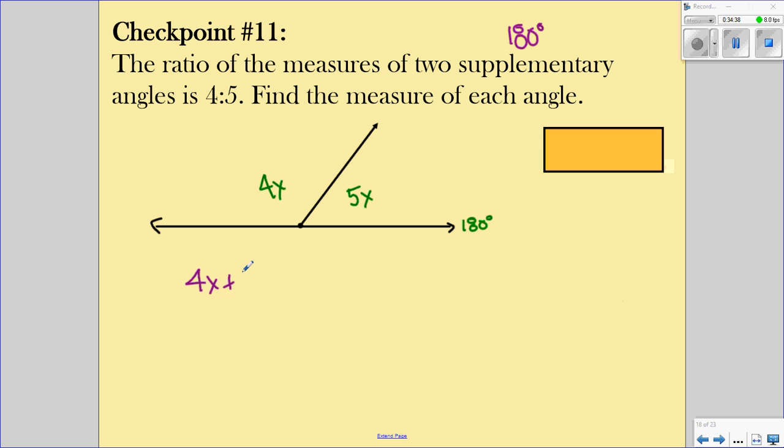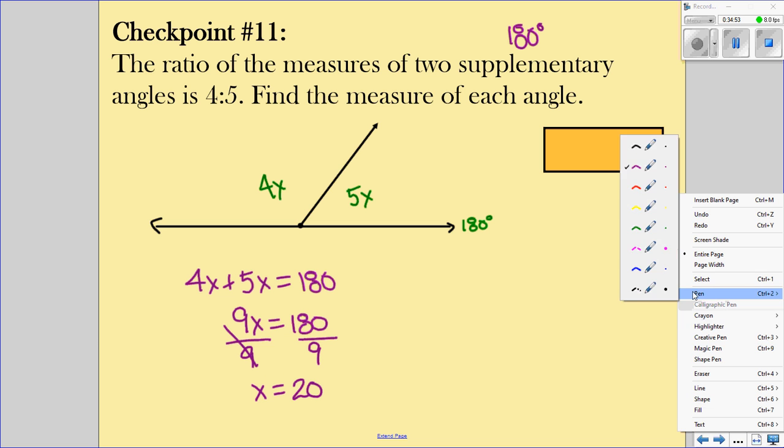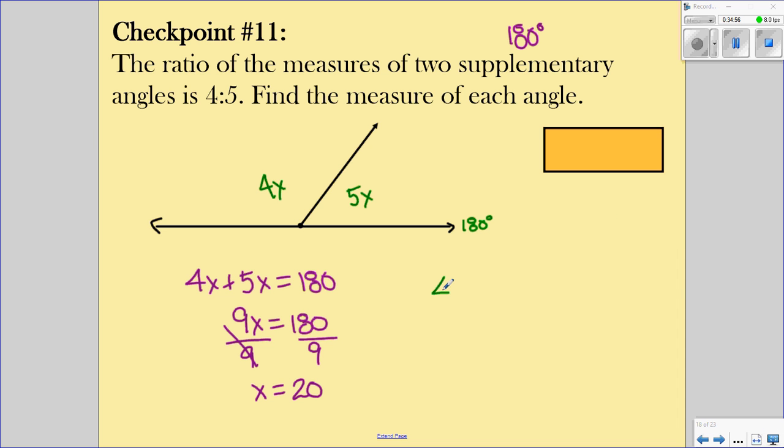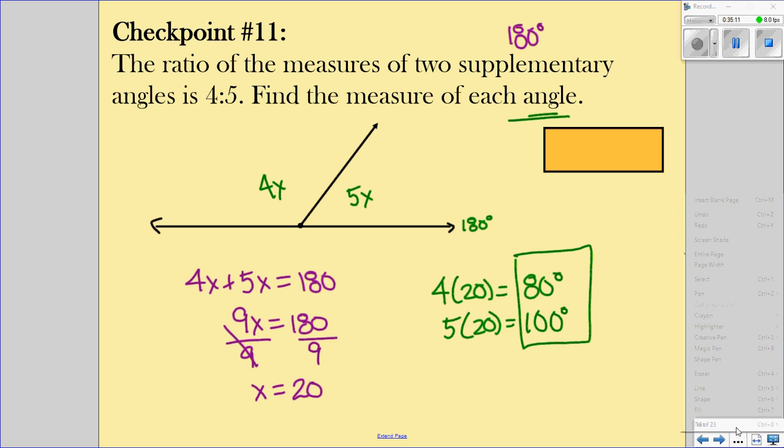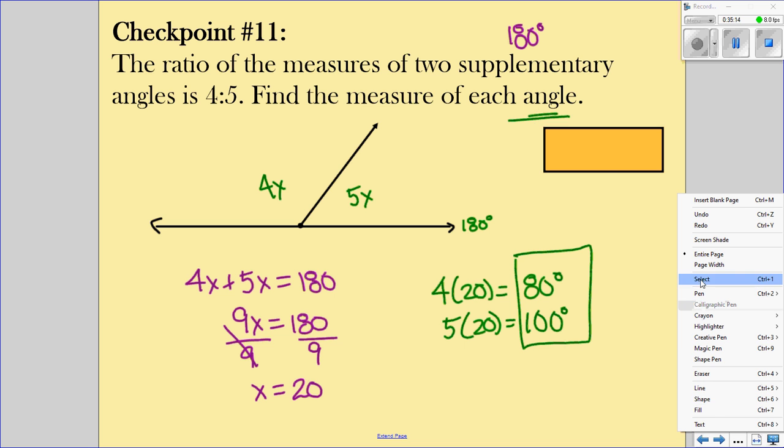So 4x plus 5x equals 180. We've got 9x equals 180. Divide by 9 on both sides, and you're going to get 20. Now you need to plug it back into the ratios. So 4 times 20, and then 5 times 20. This will give you 80 degrees, because we're dealing with angles, and this is 100. Notice that these two add up to give you 180, and it's in ratio 4 to 5.